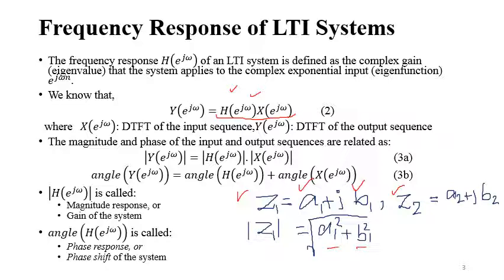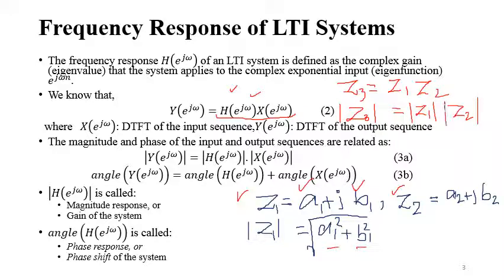Now for example, we have a third complex number, let me call it z3. So z3 will be equal to z1 times z2. When we take the magnitude of z3, the magnitude of z3 will be equal to the magnitude of z1 times the magnitude of z2. Okay, z1 absolute times z2 absolute.